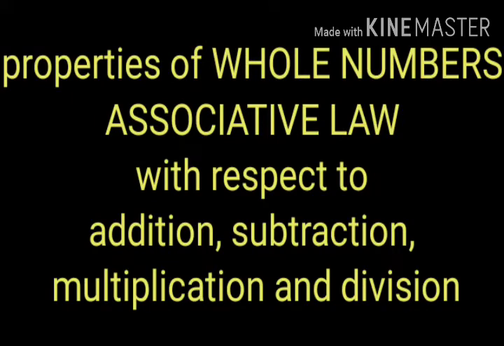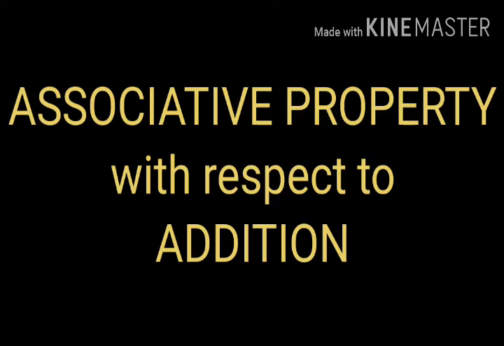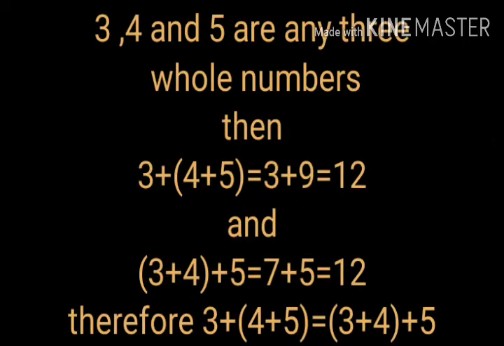Properties of whole numbers, associative law with respect to addition, subtraction, multiplication and division. Now we will check all the four fundamental operations. Associative property with respect to addition. 3, 4 and 5 are any three whole numbers. Then 3 plus (4 plus 5) equals 3 plus 9, which equals 12. And (3 plus 4) plus 5 equals 7 plus 5, which equals 12. Therefore, both results are equal to 12. Therefore, 3 plus (4 plus 5) equals (3 plus 4) plus 5.